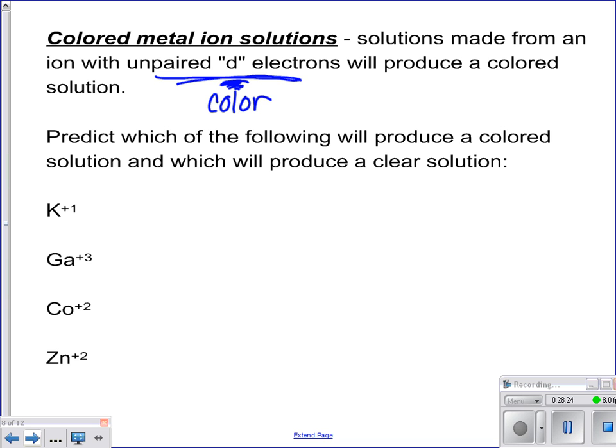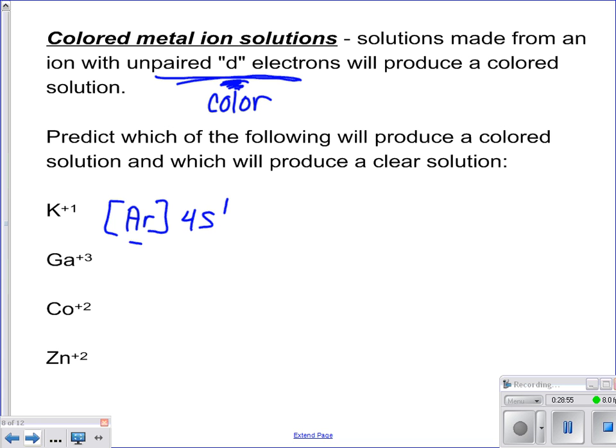So for the first one, it says predict which of the following will produce a colored solution. So potassium with a +1. If we were to write our electron configuration for this, we can go ahead and do a shortcut. We know that potassium's number 19, so we're going to go to argon, and then 4s1. Again, you're thinking about paired or unpaired d electrons.